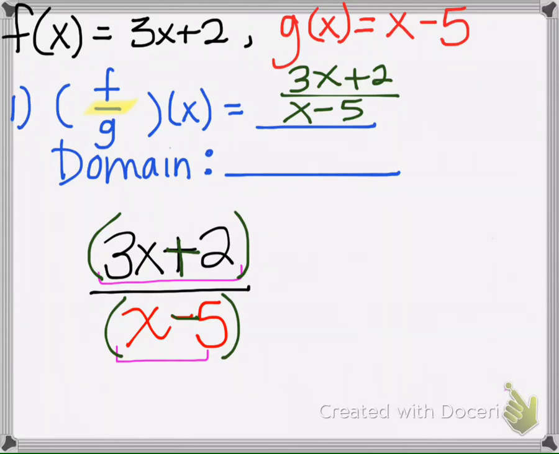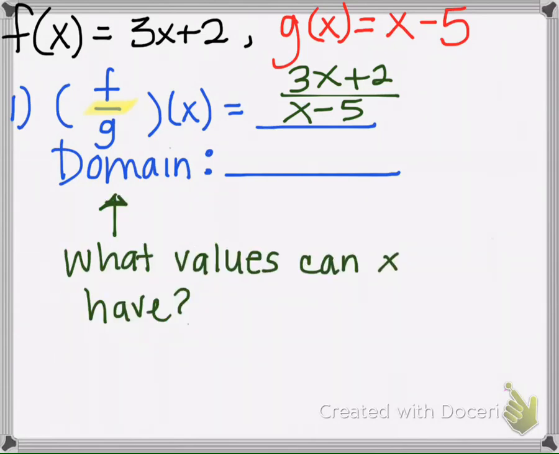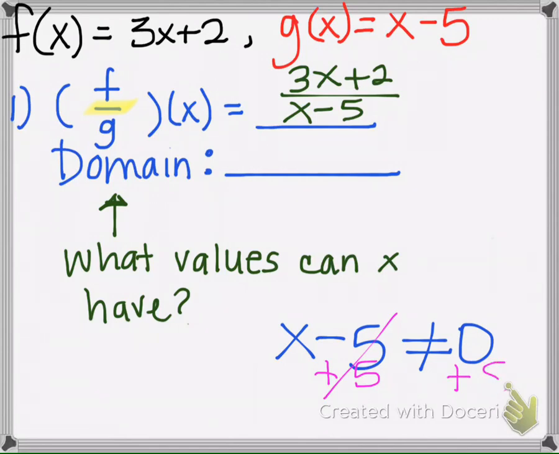So now the domain. So the domain is what values can x have? So we know that when we have fractions, we cannot have in the denominator, the x minus 5 cannot be 0. So we don't want the denominator to be 0. So we're going to find out what number will make it 0. And we could see that the number x cannot be is positive 5. So that means x can be any number.